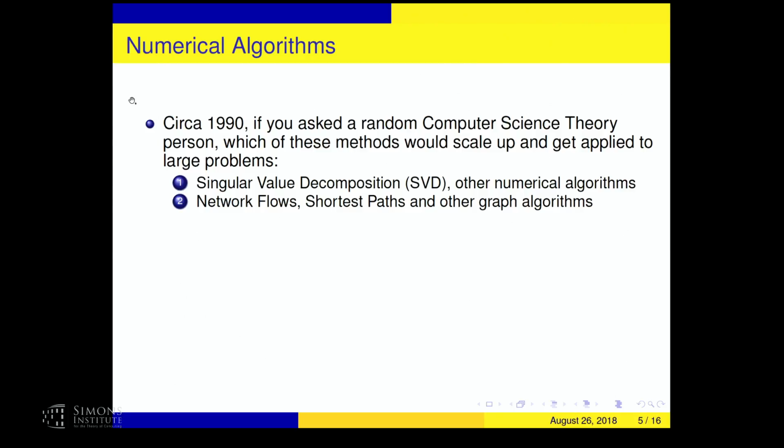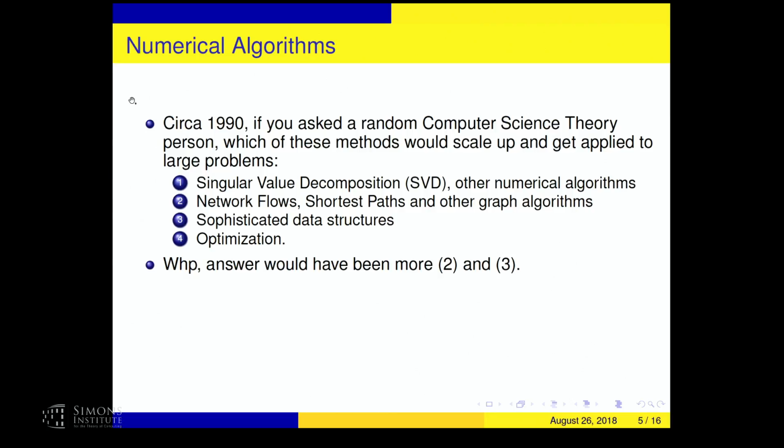Network flow, shortest paths, and other graph algorithms, those I had studied. Yeah. Sophisticated data structures, splay trees, and things like that. Optimization. I've just put up 4, not necessarily an exhaustive list, just examples. With high probability, the answer would have been 2 and 3. Not for this audience, maybe, but with high probability among TCS people, I'm going to venture out and say that. But now we know, perhaps, that the answer is more 1 and 4.